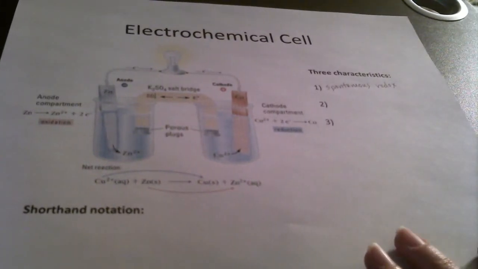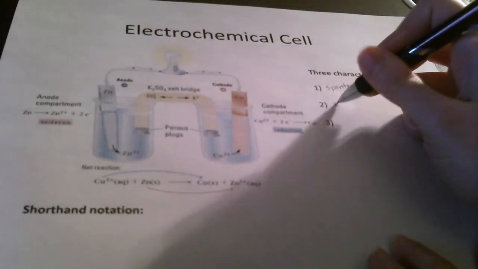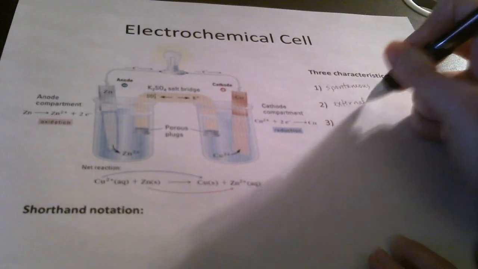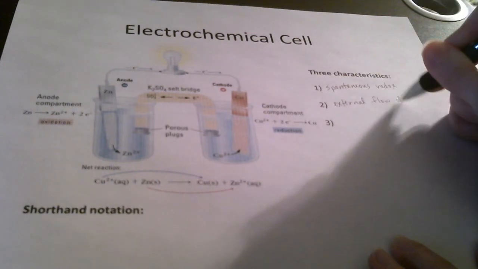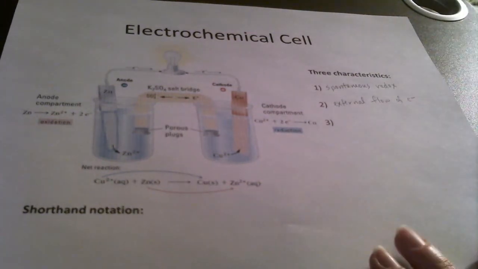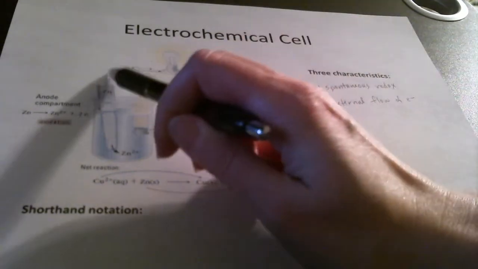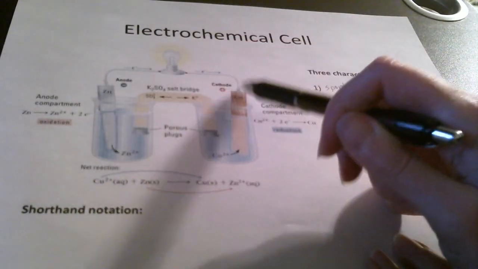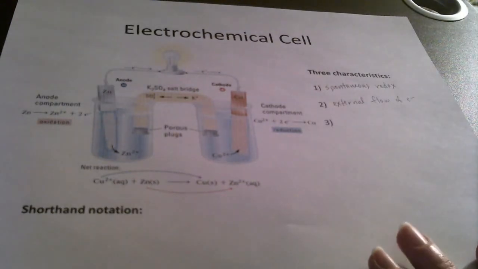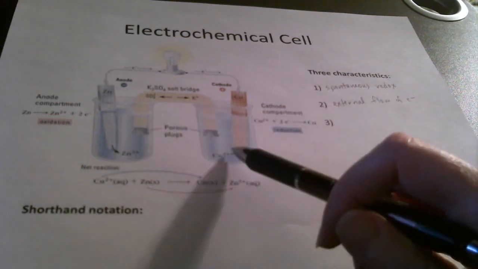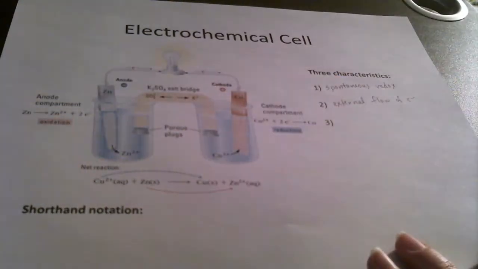It has to have an external flow of electrons. If we didn't have that external flow of electrons, which we see here, we wouldn't have a current, we wouldn't be able to light the light bulb or to power our cell phone or whatever we're using a battery for. So we need that external flow of electrons. Otherwise, those electrons are going to go directly from the one system to the other. So this is why we have them physically separated and connected with this wire, this external circuit.